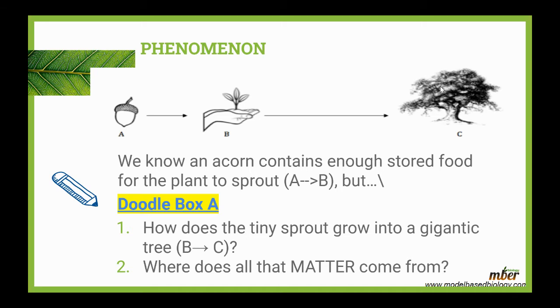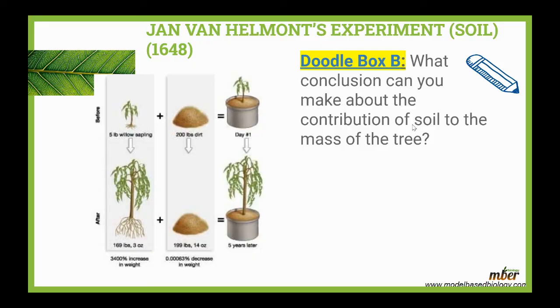Okay. How does the tiny sprout grow into a gigantic tree? What do you think? Nutrients and minerals found in soil. Does anyone else have an idea? Water and sun. Okay, anything else? Where does that matter come from? We kind of said it with the other answers, right? Water and sun, maybe. Nutrients from the soil. So we're going to see what the answer is.